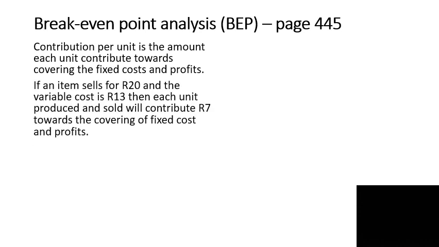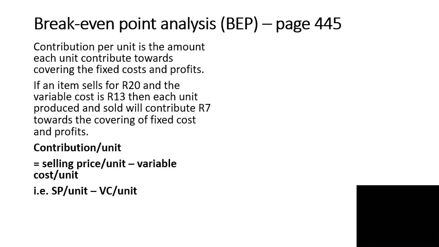Let us check an example. If an item sells for 20 rand and its variable cost is 13 rand, then each unit produced and sold will contribute 7 rand towards the covering of fixed cost and profit. So when we are talking of contribution, we are just saying in simple, how much is the product contributing towards our fixed cost and our profit.